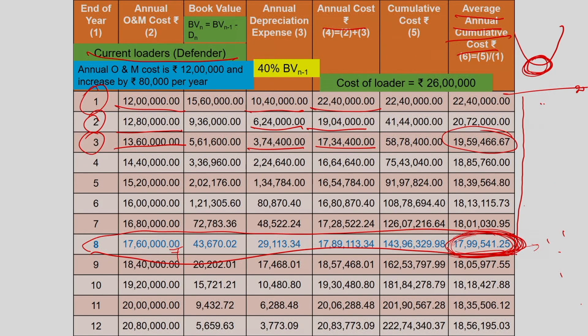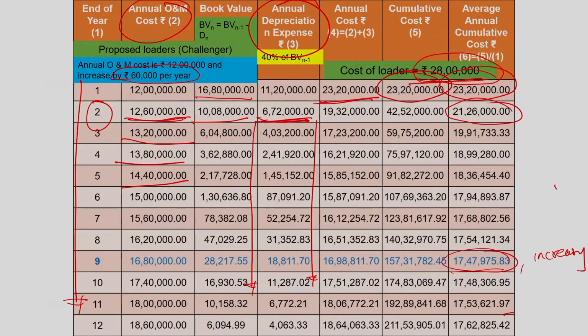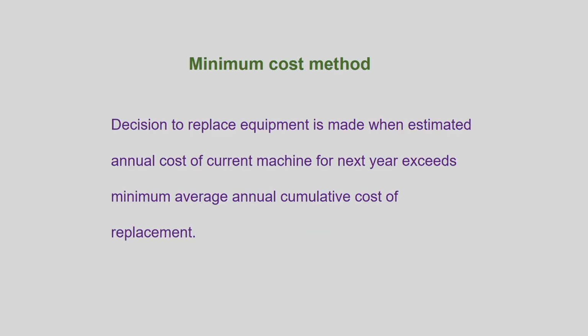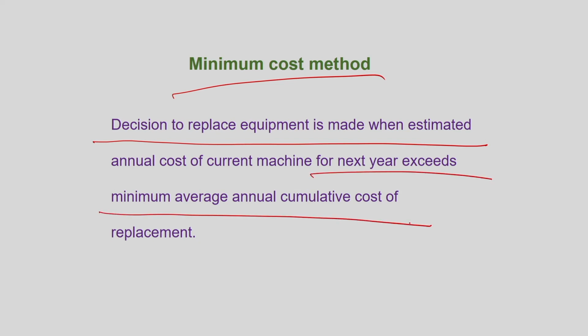Okay. So this justifies the replacement. Now let us see when to replace the current loader with the new loader. Dr. James Douglas has given a guideline for this minimum cost approach to decide when to replace the old machine with the new machine. The decision to replace the equipment is made when the estimated annual cost of the current machine for the next year exceeds the minimum average annual cumulative cost of the proposed machine.